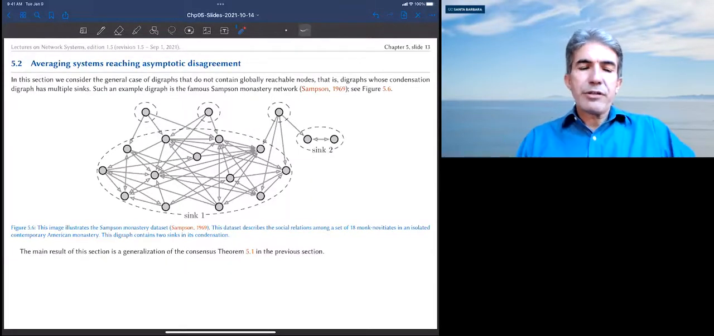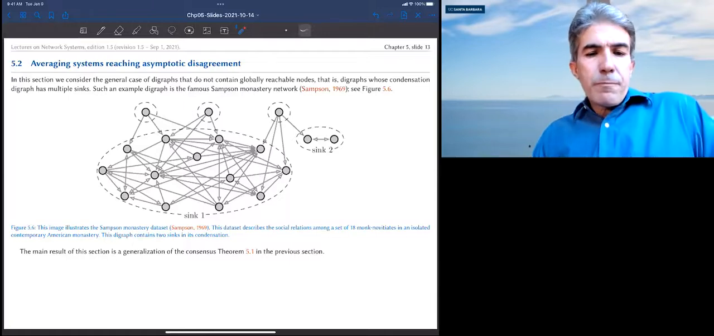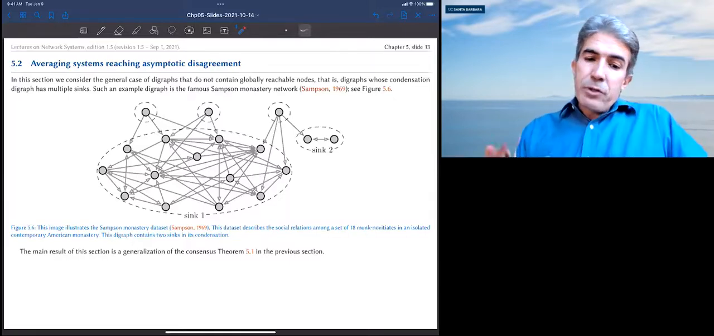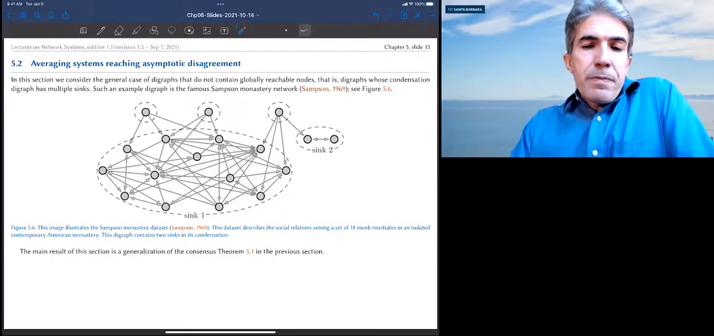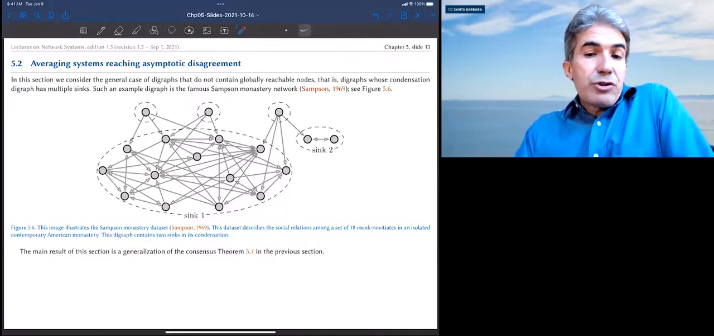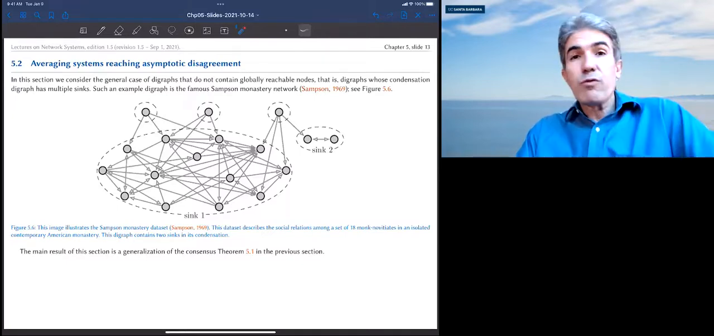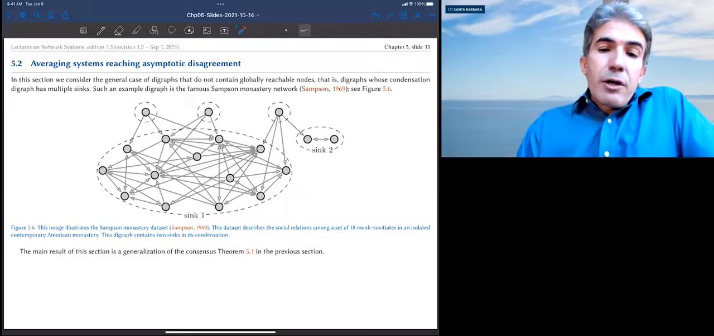All right, perfect. So I'm now ready to cover section 5.2. We saw one nice theorem that gives necessary and sufficient conditions for convergence to consensus, and it has to do with the existence of globally reachable nodes.